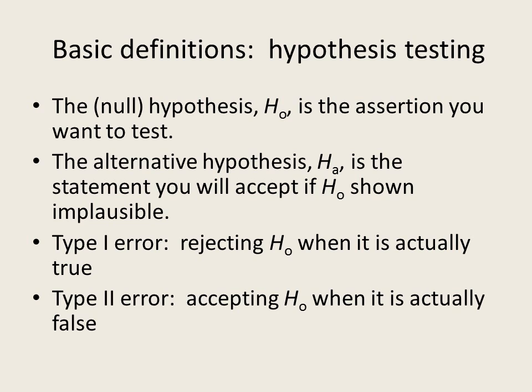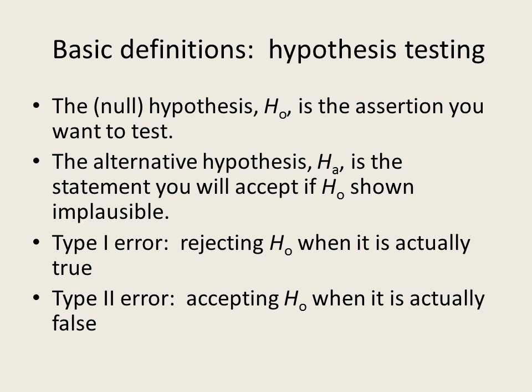When we set up a hypothesis test, we can be right and prove that the null hypothesis is right and we didn't make a mistake. However, it's possible that we could make a type 1 error, and that is when we're rejecting the null hypothesis when it's actually true, or we could make what's called a type 2 error, and that is accepting the null hypothesis when it's actually false.